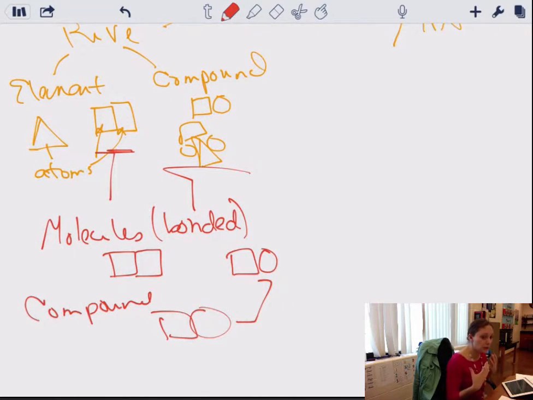These are all pure substances. Pure substances are either elements or compounds, and you have to watch when to use the term molecule because it can be used for both an element and a compound. You have to be careful.